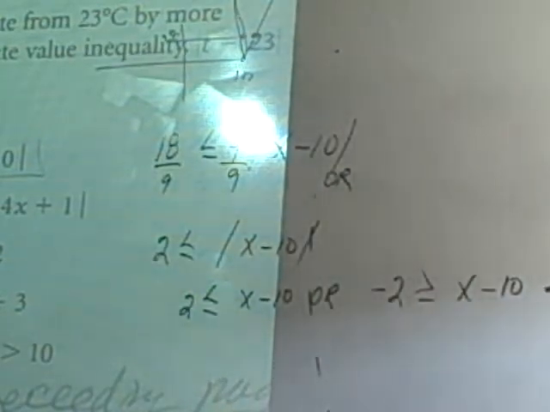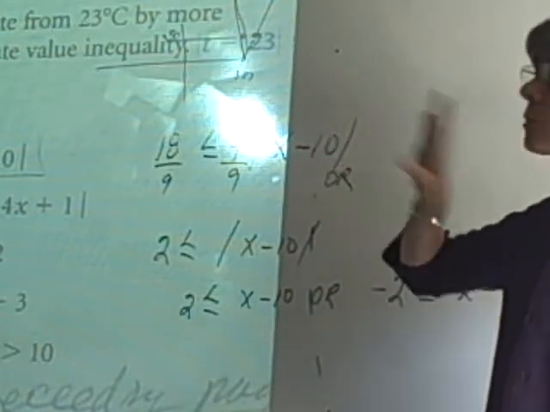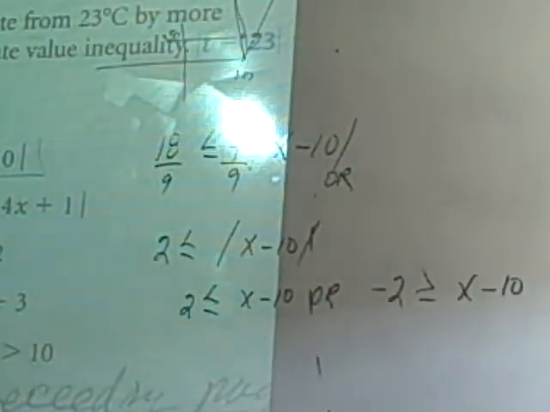Wait, can't you just do this? I want to get my absolute value by itself first, so I'm not distributing. Can you just multiply 9 by the x and 9 by the 10? Make 9x minus 90. That's what I did. Does it come out the same? I got the same answer.